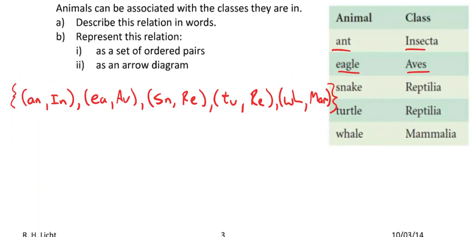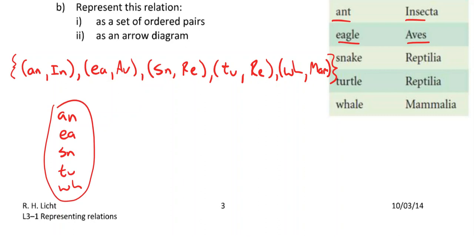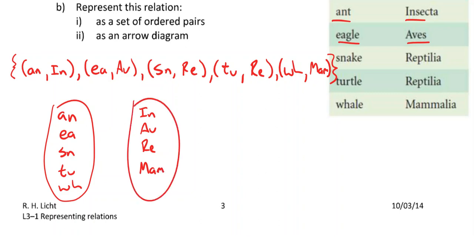Okay, as an arrow diagram, we'd write them all out, so it'd be AN, Eagle would be EA, SN, TU, WH, and then we just circle them like that, and then write out all the other options here. So IN, AV, RE, and then MAM. Do they have to be beside their insect? No, because we're going to draw arrows. It won't really matter. Would we need two of these? No, we're okay with just one. We'll just have two arrows going to it.